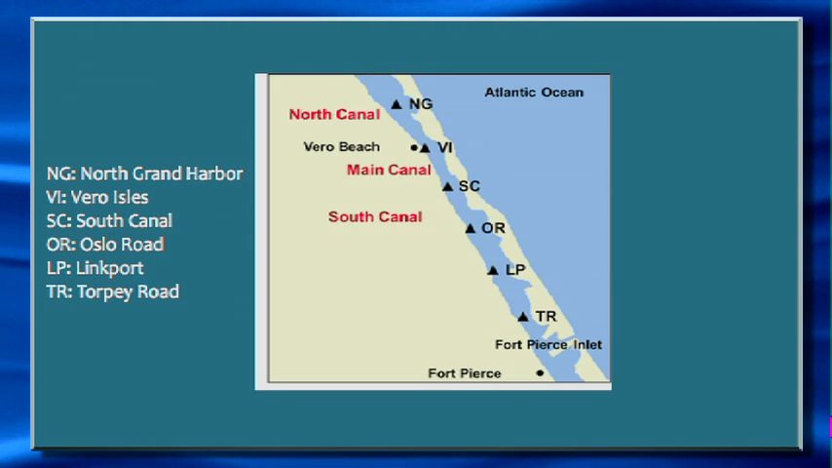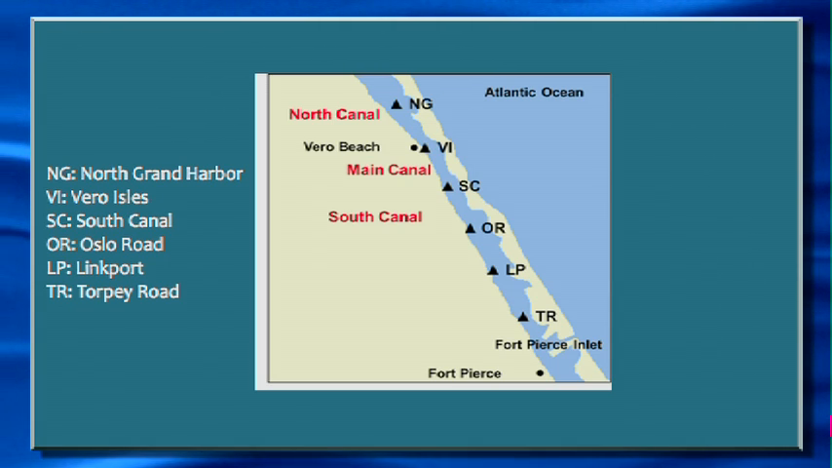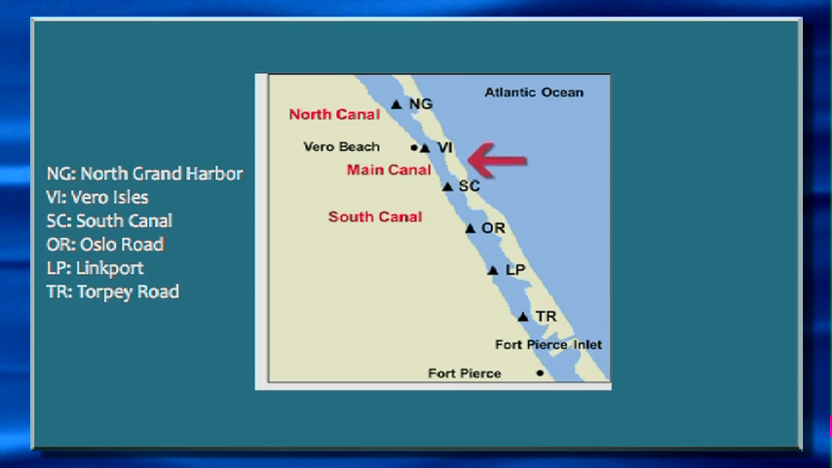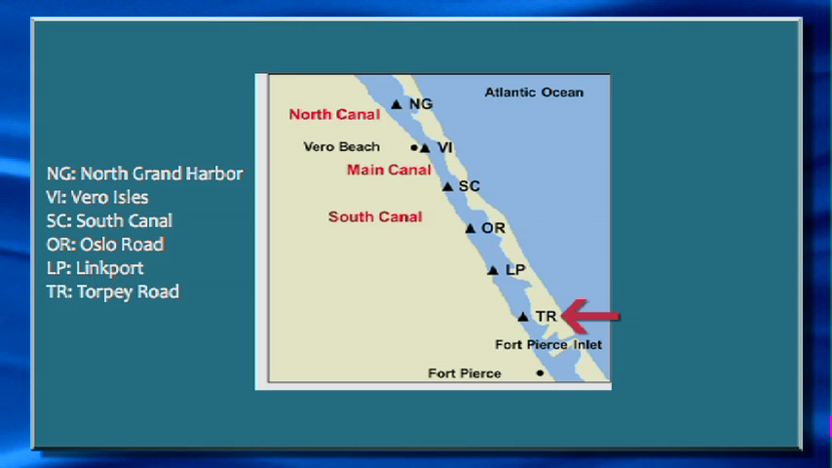The sampling sites we're using are the ones which Dennis Hanasak has been using as long-term study sites. So they range from Vero Beach all the way down towards the Fort Pierce Inlet, going from North Grand Harbor, Vero Isles, South Canal, Oslo Road, Linkport, which is where we are now, down to Torpy Road.